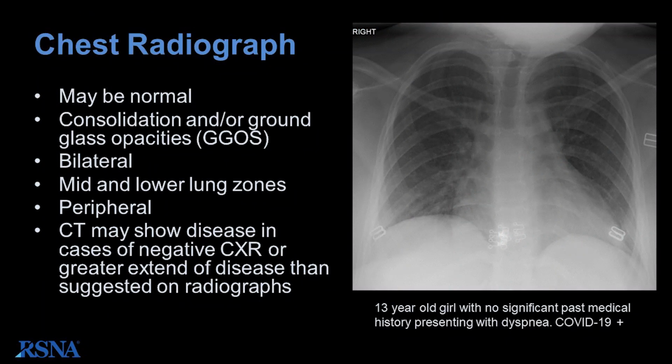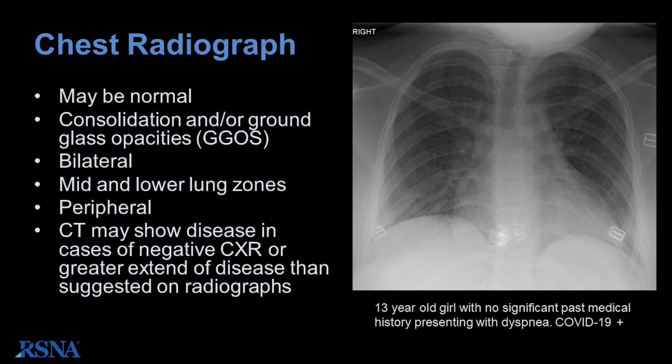Chest radiographs in pediatric patients with COVID-19 may be normal. However, there are some findings which can be helpful if present. The most classic findings reported across the literature so far are consolidative and ground glass opacities in a bilateral distribution in the mid and lower lung zones with a peripheral distribution. And to the right, we have an example of a typical patient who has ground glass opacities in the right lower lobe and a more consolidative opacity in the left lower lobe, both of which are somewhat peripheral in distribution.